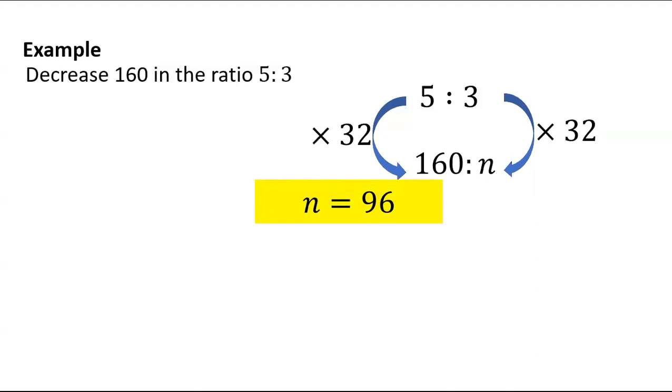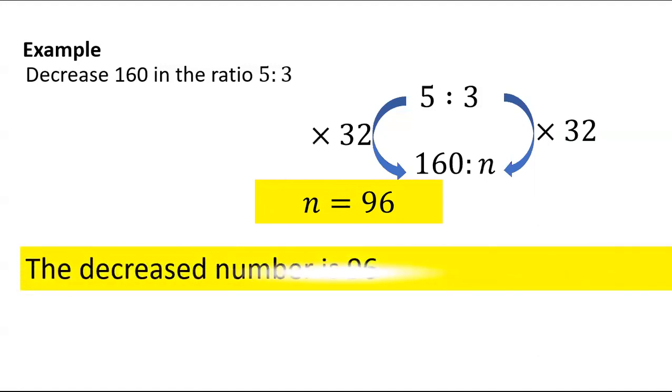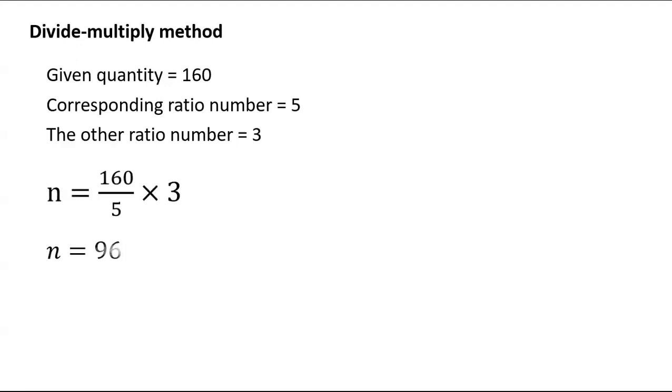So we have to decrease that 160 in the ratio of 5:3. The decreased part of 160 will be 96. Or you can use the divide or multiply method where you are given the ratio of 160. The corresponding ratio to 160 will be 5. The other ratio will be 3. To get n, you'll take 160, which is the given ratio, divided by the corresponding ratio of 5 and multiplied by the other ratio, and that will give you 96.